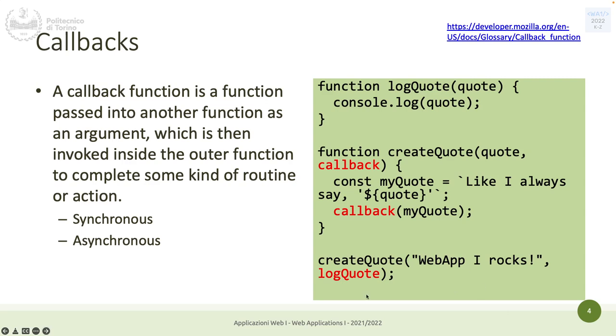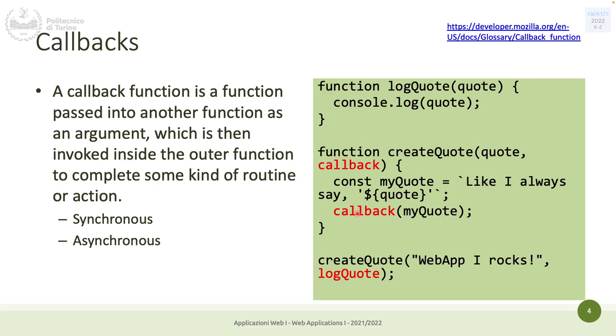And you see here, you can either use callbacks or you can create a callback. So here, there is a function called createQuote that has two parameters. One is a string, and the other one is a callback. It's called callback, but it's a name of a parameter. And then this function, what it does, take the quote and put it after the sentence, like I always said, the quote.